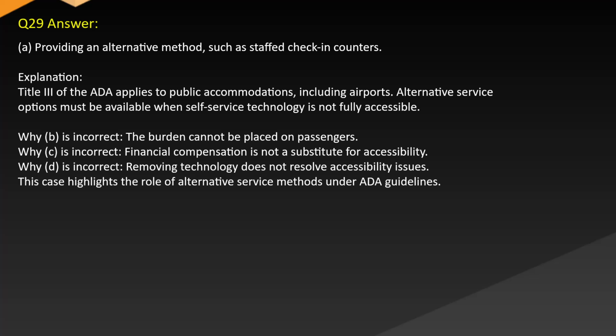Explanation: Title III of the ADA applies to public accommodations, including airports. Alternative service options must be available when self-service technology is not fully accessible. Why? B is incorrect. The burden cannot be placed on passengers. Why? C is incorrect. Financial compensation is not a substitute for accessibility. Why? D is incorrect. Removing technology does not resolve accessibility issues. This case highlights the role of alternative service methods under ADA guidelines.